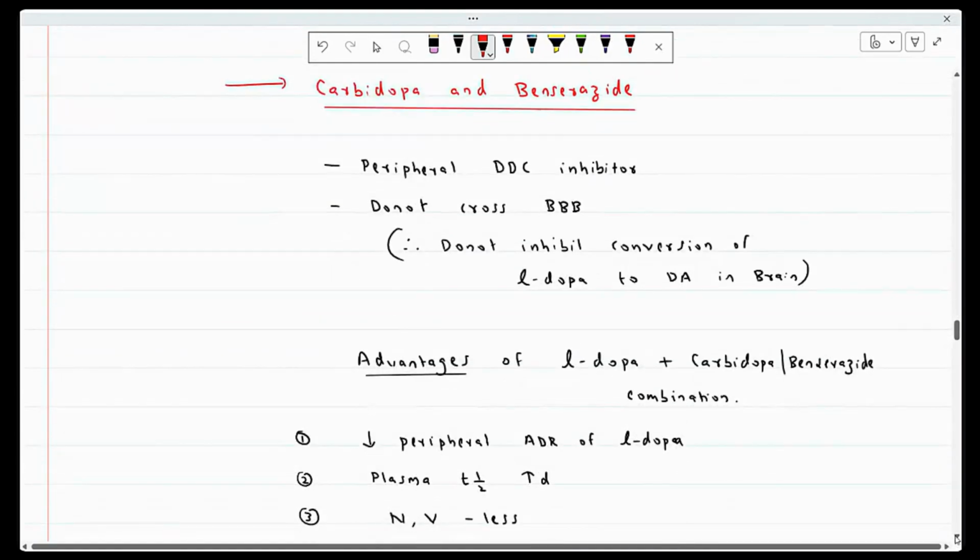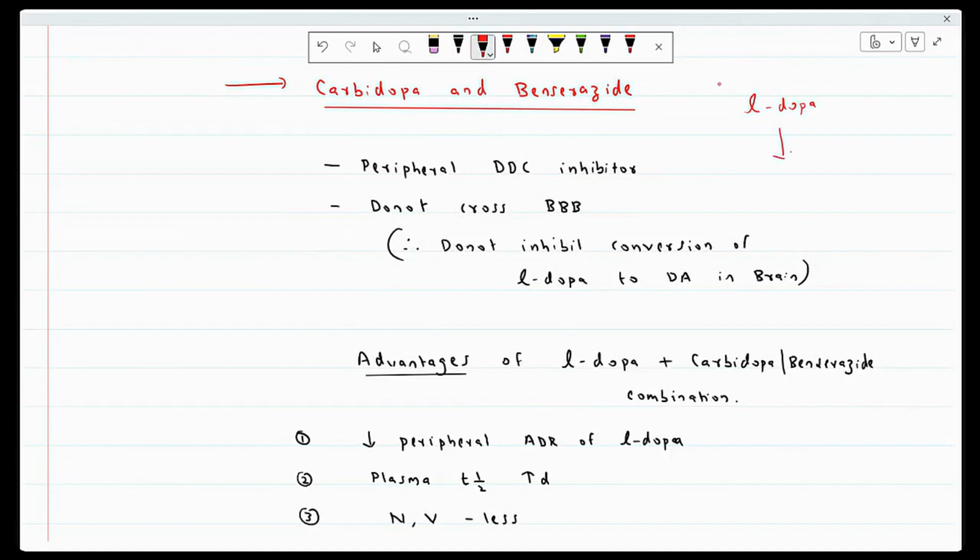So we have told about the mechanism, the pharmacokinetics, the ADR, the drug interaction, and the contraindications. Now I told you, whenever you give levodopa, the problem is that it will be metabolized by peripheral dopa decarboxylase, correct? So that is the main problem. So you can inhibit this enzyme, peripheral dopa decarboxylase, with drugs like carbidopa and benserazide. Okay, so they are peripheral dopa decarboxylase inhibitors.